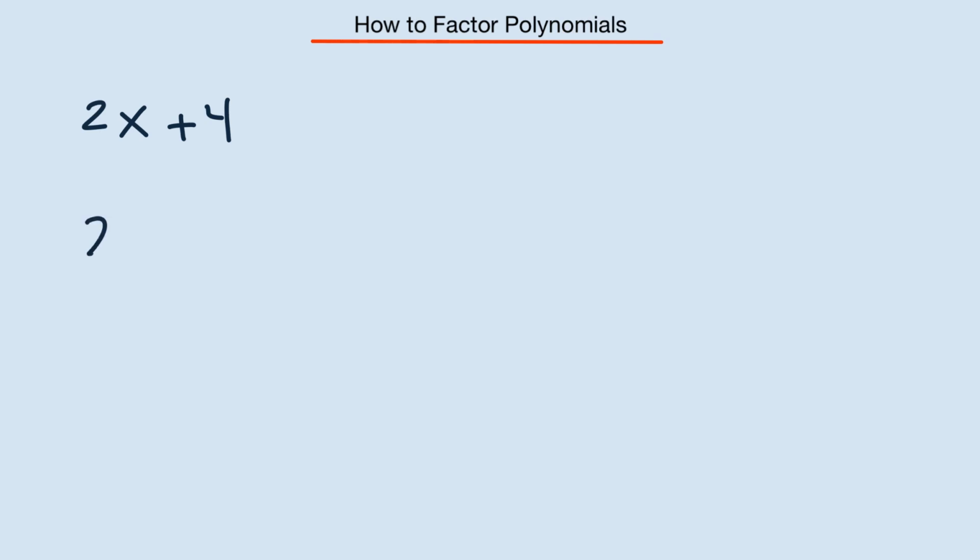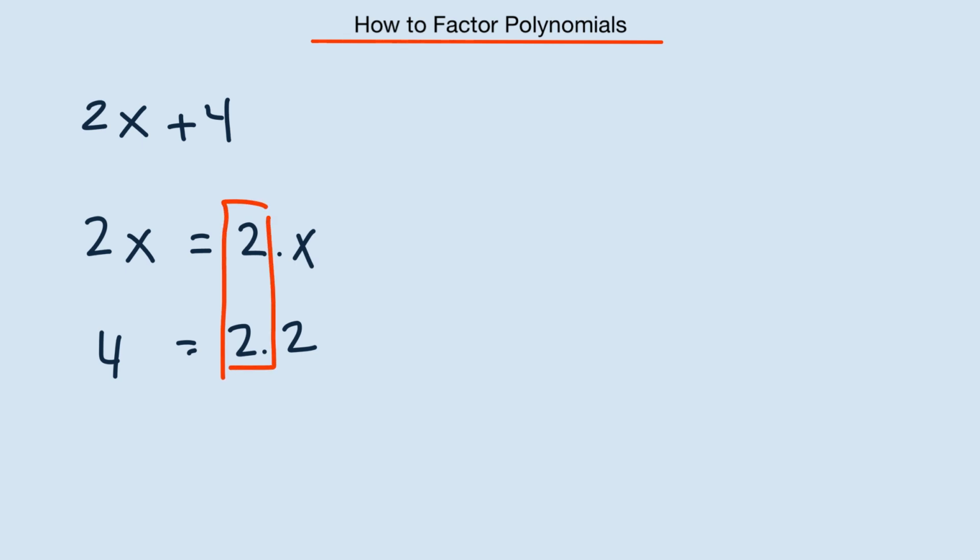So what I have to do is to write each term in a separate line and try to break down these two numbers or variables, whatever we have here. So 2x is basically 2 times x. 4 is basically 2 times 2. So from here we can say 2 is the greatest common factor because it exists in these two lines. So the greatest common factor in this case will be 2.